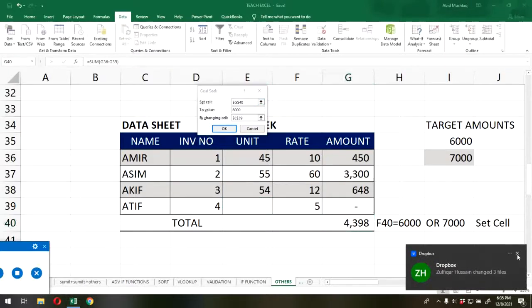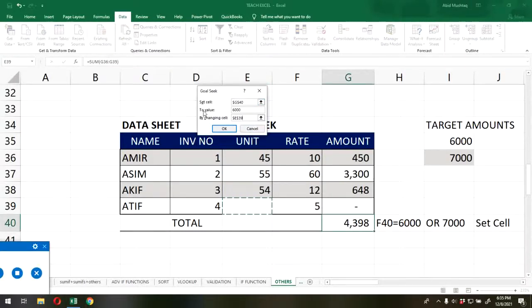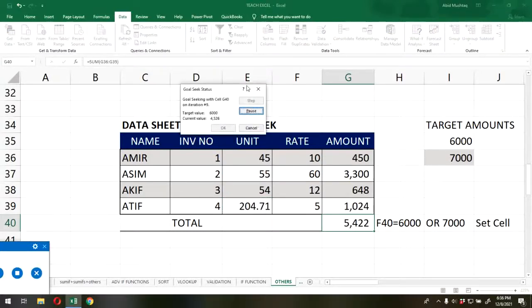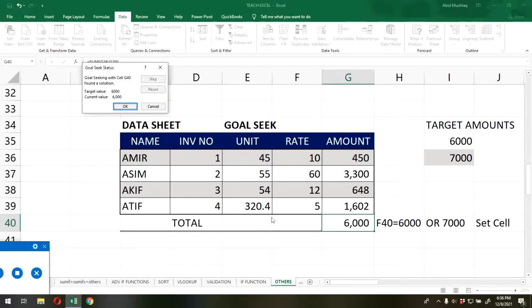Now the unit price is here, and now we will press OK. It will automatically calculate the amount. The unit price of Atif's invoice is 320. The rate is 5, which is already given. The amount must be 1602 to get an actual total amount of 6,000.